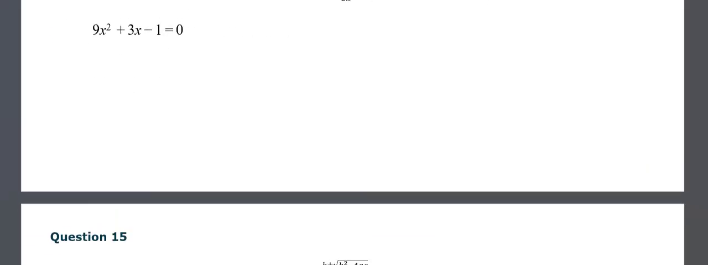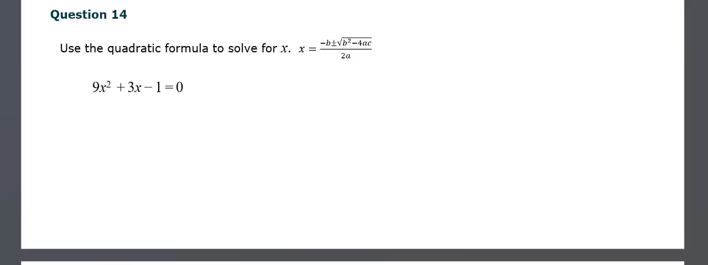Our next problem is solving a quadratic equation using the quadratic formula. So the quadratic formula is x equals the opposite of b plus or minus. Why is it plus or minus? Because remember, we have two solutions. The square root of b squared minus 4ac all over 2a.